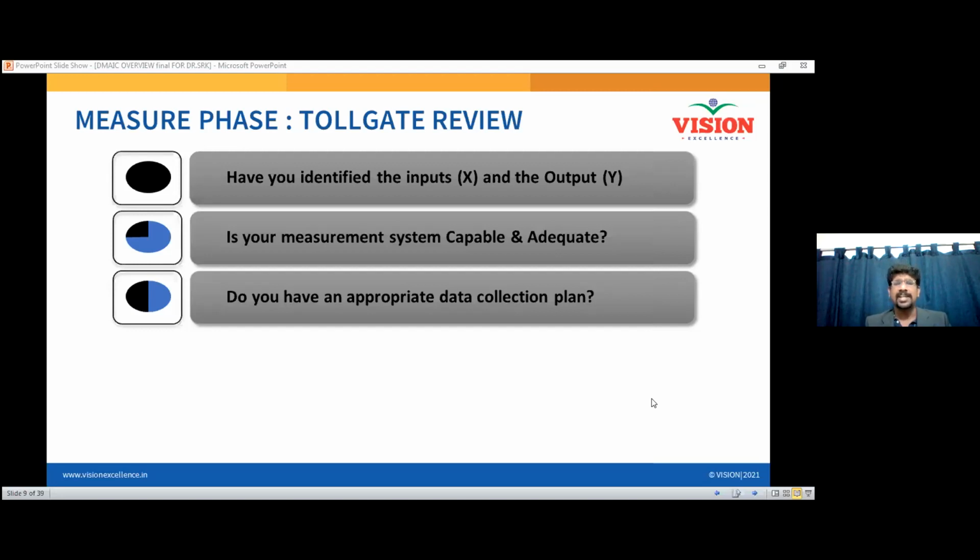Then we need to have a proper data collection plan. What is this data collection plan? We need to know how to collect the data, at what time, at what shift, or at what conditions. Everything has to be properly informed to the inspector or the data collector or the member of the team. Then only the data which we have may be used for the analysis, may be used for calculating the performance.